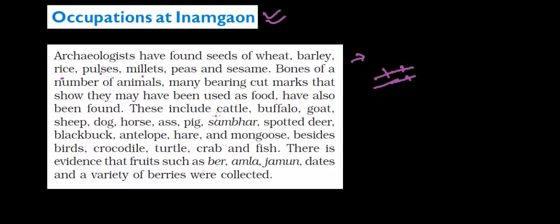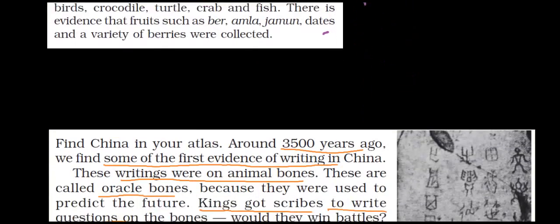Well, we have found the skeletons of cattle, buffalo, goat, sheep, dog, horse, ass, pig, sambar, a particular kind of animal, then spotted deer, black buck, antelope, hare, and mongoose, besides birds, crocodile, turtle, crab, and fish. There is also evidence that archaeologists have found regarding bear, amla, jamun, dates, and varieties of berries also collected from these sites.